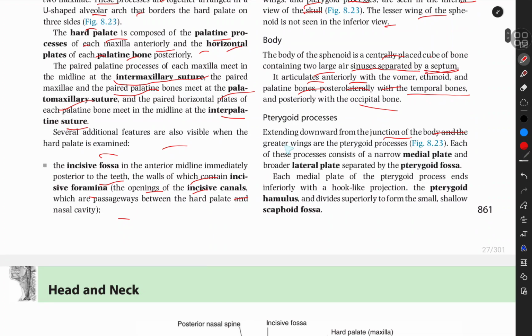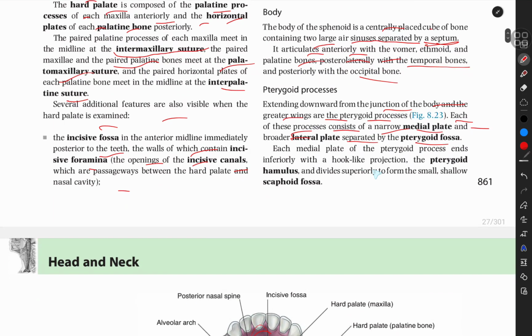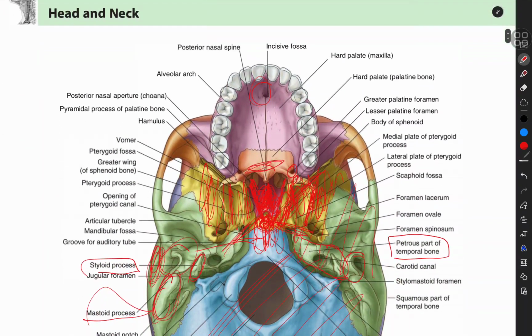Extending downward from the junction of the body and the greater wings are the pterygoid processes. Each of these processes consists of a narrow medial plate and a lateral plate separated by the pterygoid fossa. Each medial plate of the pterygoid process extends inferiorly in a hook-like projection, the pterygoid hamulus, and divides superiorly to form the small shallow scaphoid fossa.